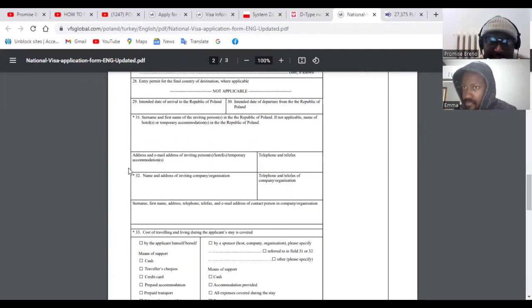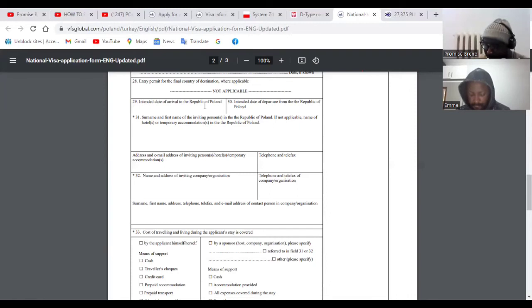Then next, intended date of arrival to the Republic of Poland. When do you want to arrive? Now, let me tell you how to do this. First of all, you book an appointment. When you book the appointment, that is when you will do your insurance, and that is when you will know when you should arrive. Appointment is the first thing. Most times, you can fill this form and other things, but leave these places first until you get the appointment.